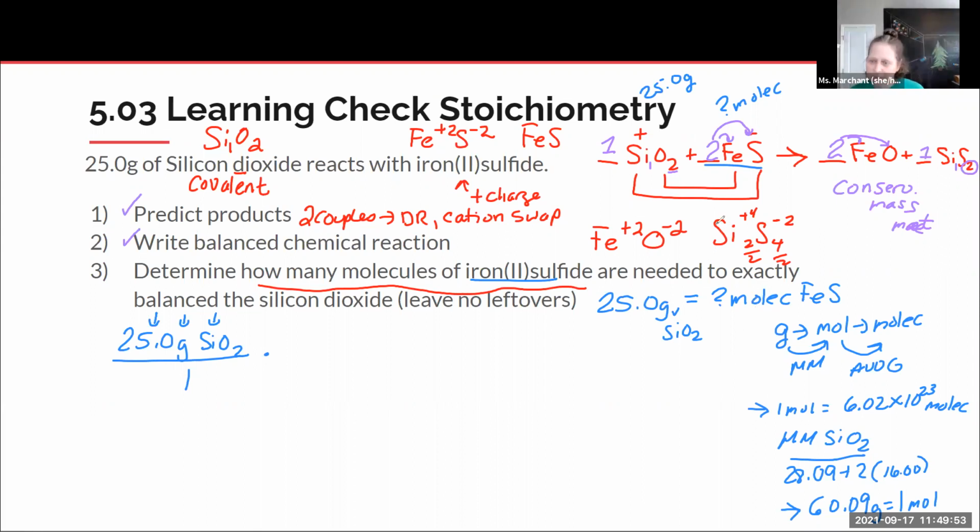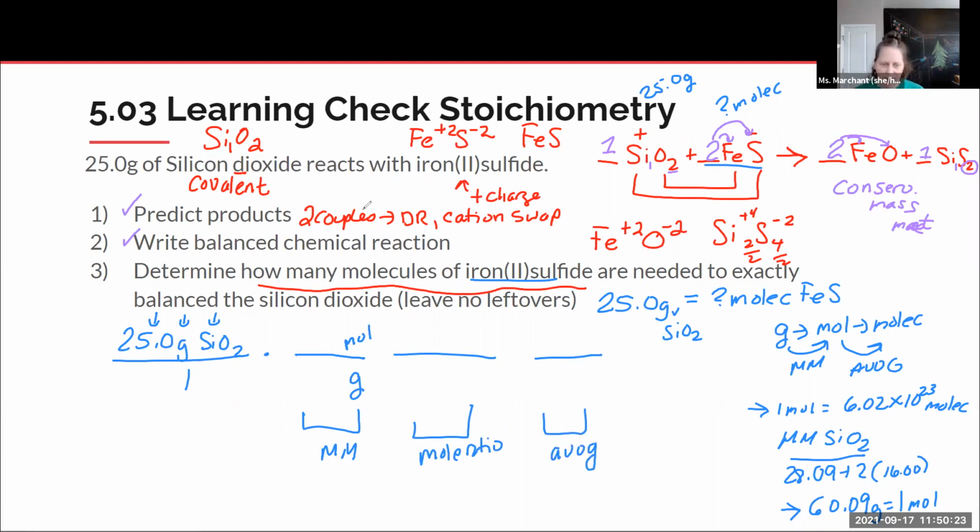I'll have to do more though, because remember, I also have to convert from moles of silicon dioxide to moles of iron 2 sulfide. All right, so I'm just going to start here. Grams of silicon dioxide, grams to moles. Molar mass is my first step. Mole ratio is my second step. I get that from the equation. And then Avogadro's is my third step. Okay, there are 60.09 grams in 1 mole of silicon dioxide. Mole ratio. It is still following that same format.